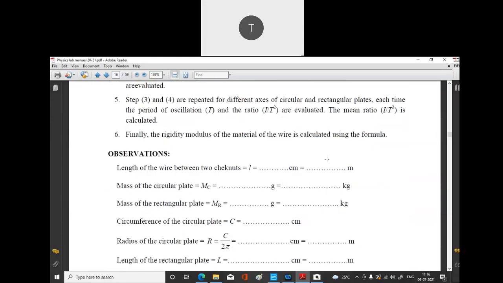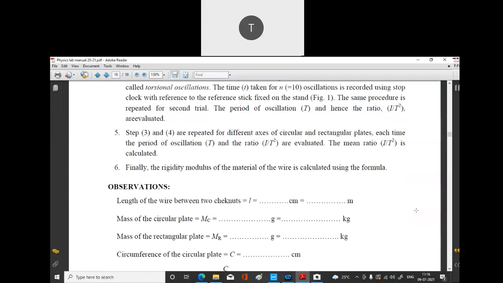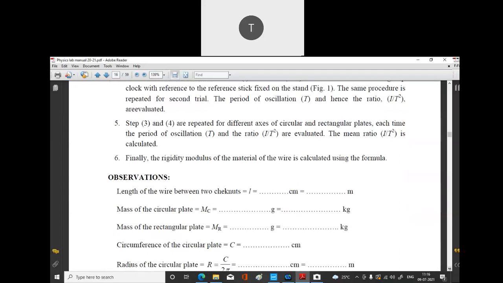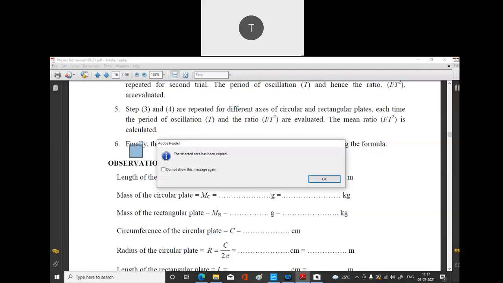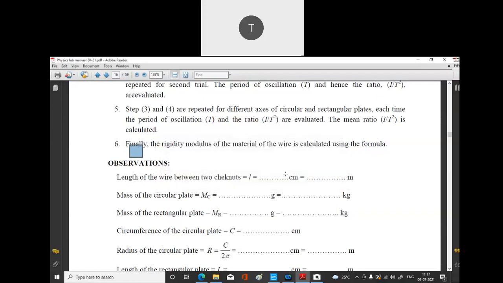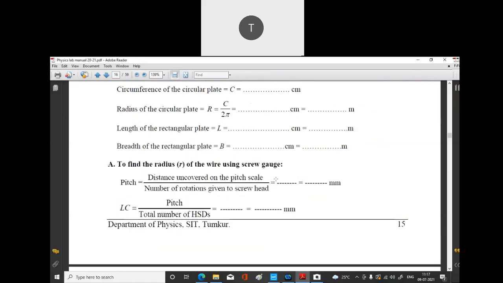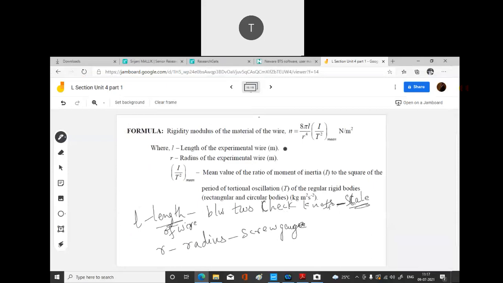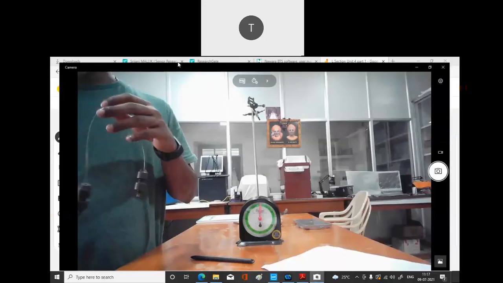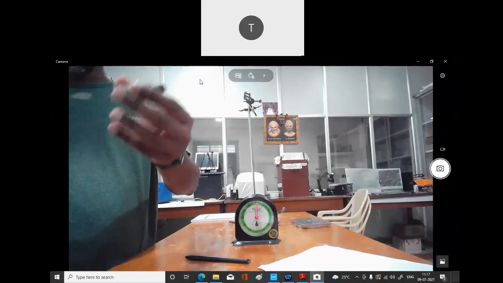So for moment of inertia, we need the mass of your objects. For that, you are going to find the mass of your circular and rectangular disc. I will show one by one. Let us take, for example, only the length first. I will show how to take the length of your wire, because L is needed, then I will show how to do the r, and then the mass and everything. So for this, you see here, this is your wire.